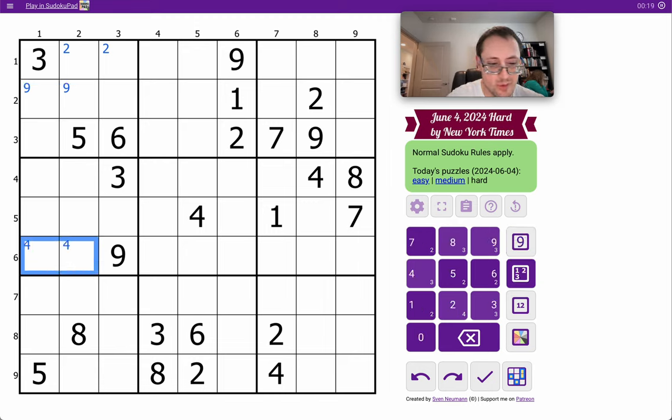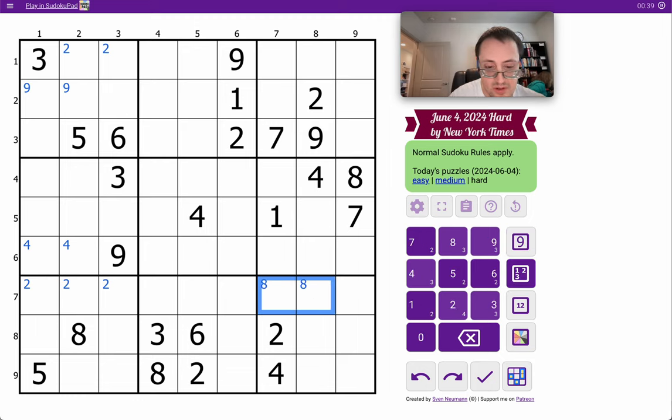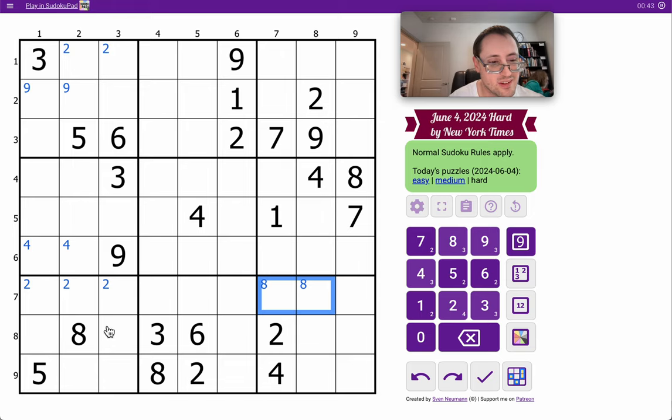In the middle rows, I get a 4 in 2 spaces, in box 4, row 6. Do I get anything else? Not really. And in the bottom, I'm going to get a 2 and an 8 as repeats. I think that's all I get.